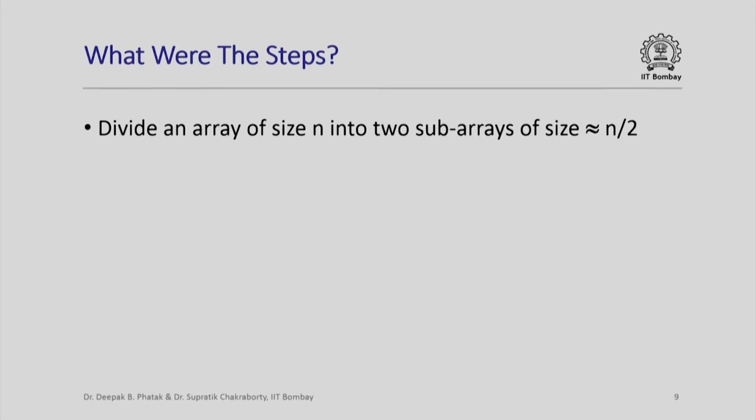So what were the steps that we used in the technique that we just discussed? We took an array of size n and divided it into two subarrays of size roughly n by 2. Of course, if n is odd, then the two subarrays will not be of exactly the same size, but their sizes may differ by 1. Now this is really easy to do.